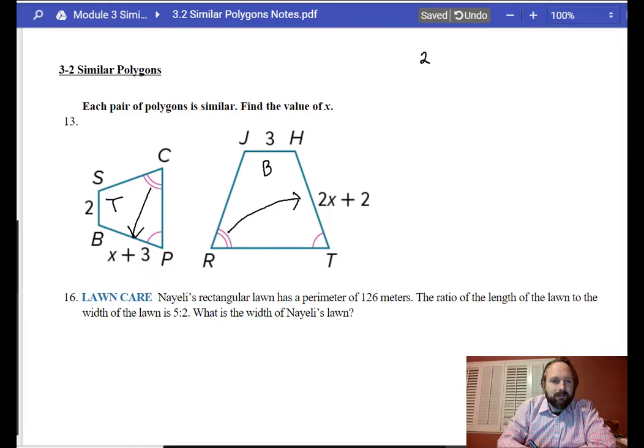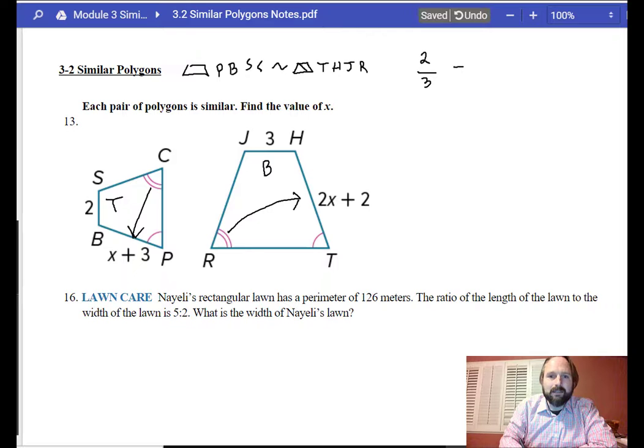So I know that if I write this out, we have quadrilateral PBSC is going to be similar to quadrilateral, well, let's see, the single one is T, goes up H, J, and R. So let's make this go on top. So top, bottom. 2 over 3 is equal to, all right, well, this is on top, x plus 3, and then 2x plus 2.